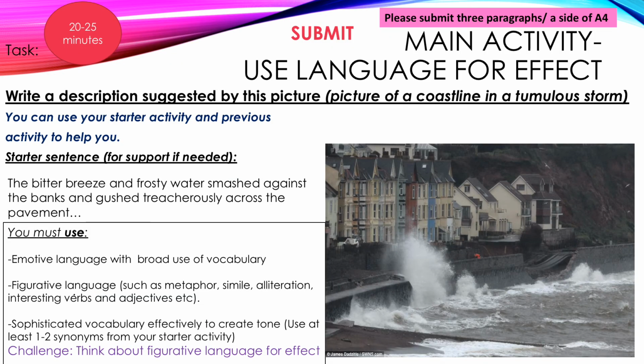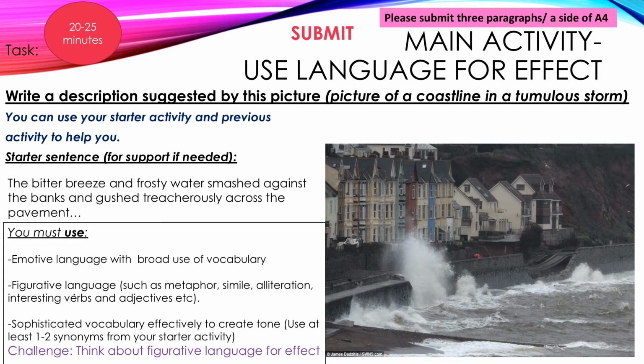Well done, year 10. Okay, so now this is your main activity. I want you to spend at least 20 to 25 minutes on this, and I want you to submit at least 1 side of A4, so 3 large paragraphs. For this main activity, I want you to be thinking about how we use language for effect. So I want you to write a description suggested by this picture, which is below, and it is a picture of a coastline in a tumultuous storm. You can use your starter activity and previous activity to help you.